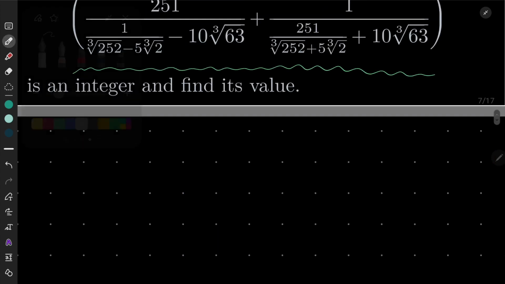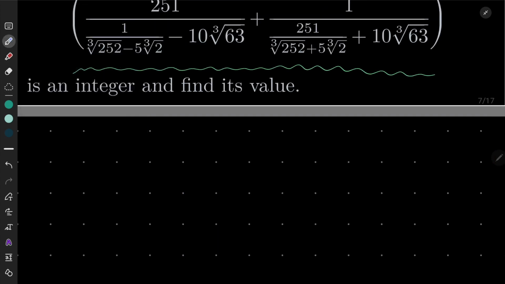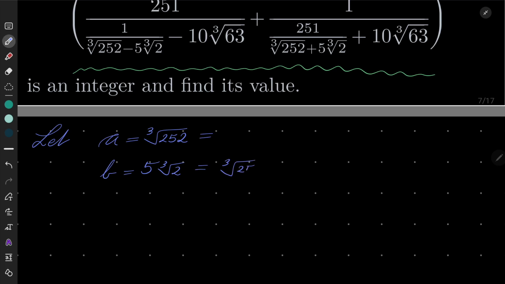Okay, so I hope that you've managed to solve this problem. As I suggested, let a be equal to the cube root of 252 and let b be equal to 5 times the cube root of 2. Let's do the factorization of these numbers. The second will be easier. It's the cube root of 250. Let's write it as 2 times 5 cubed.